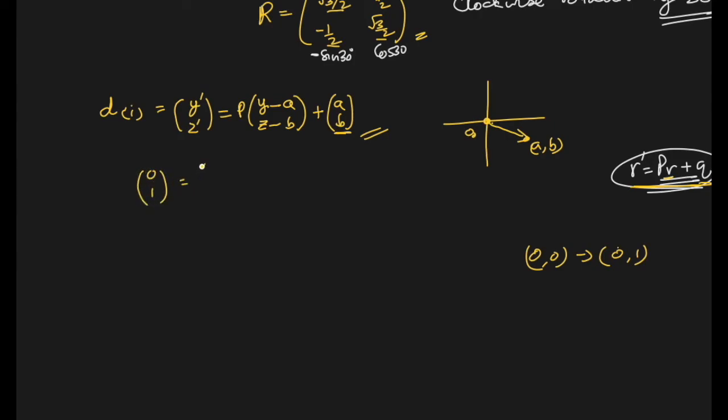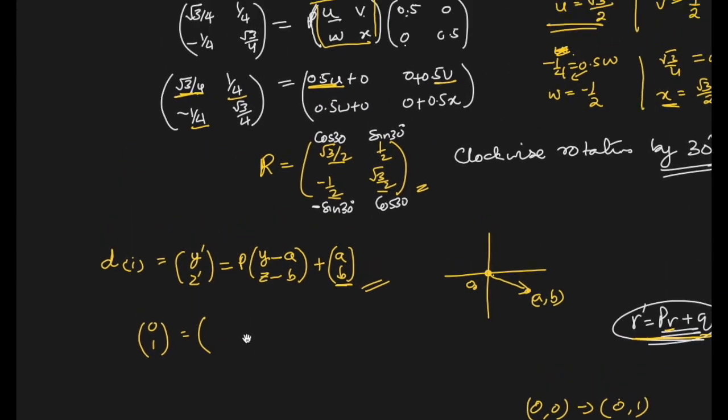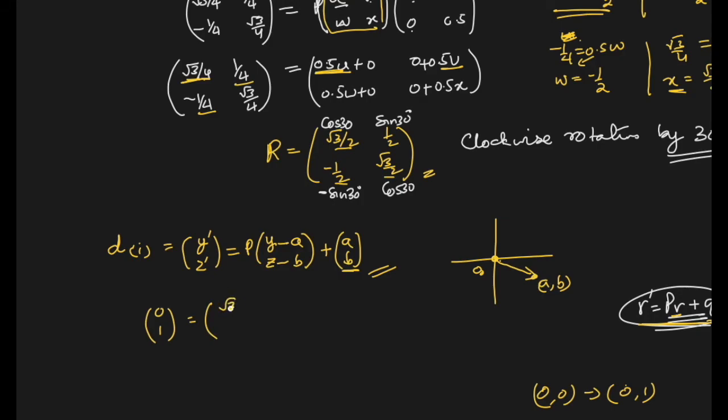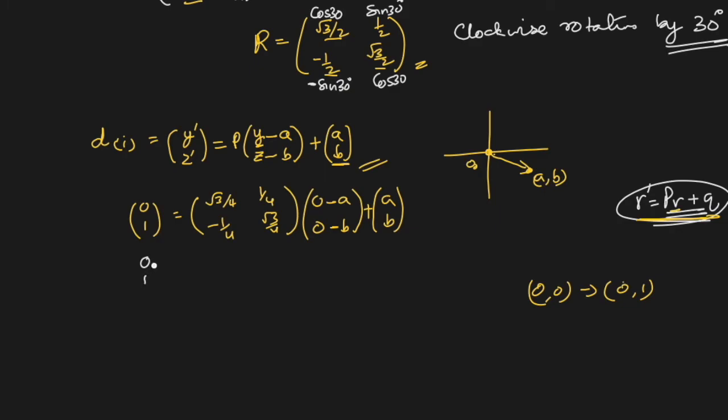This is the image equal to P. P is, we'll have to look at again. This is P, right? This one. Okay, so I can copy this one. Square root 3 over 4, negative 1/4, 1/4, square root 3 over 4. You can use a calculator also for this, but I'm using the original one. Okay, so now we have the original y for 0, 0, right? 0, 0 minus A minus B, and then we have plus AB. So it becomes 0, 1 on the left side again, and equal to square root 3 over 4, negative 1/4, minus A, minus B, plus.